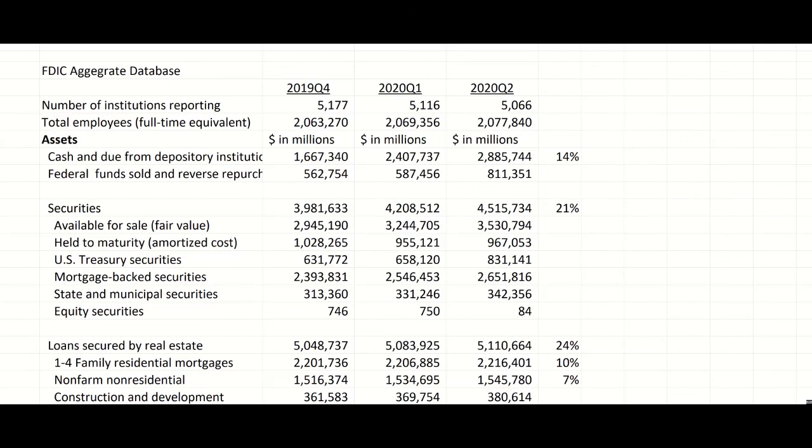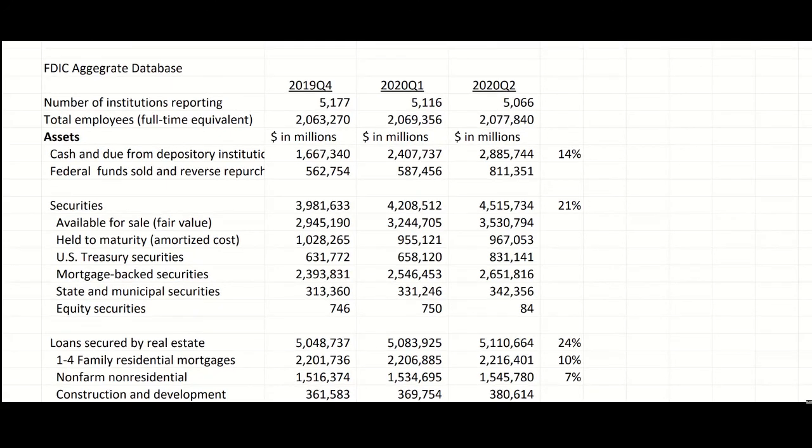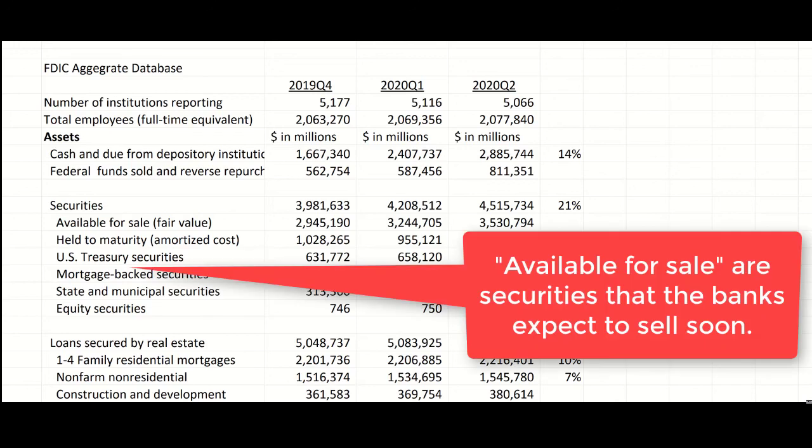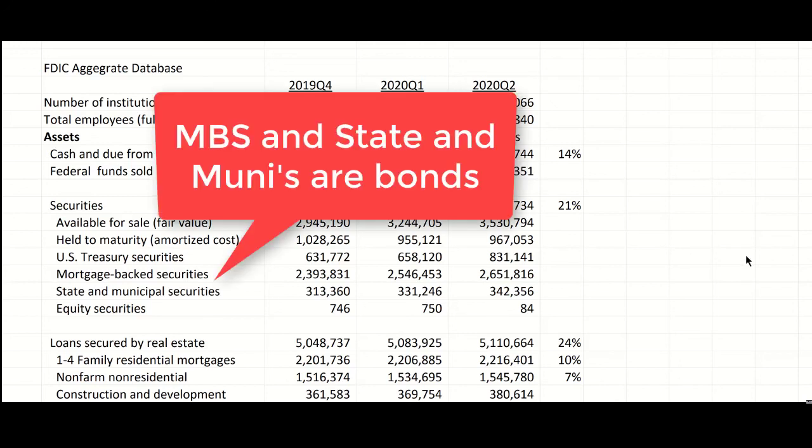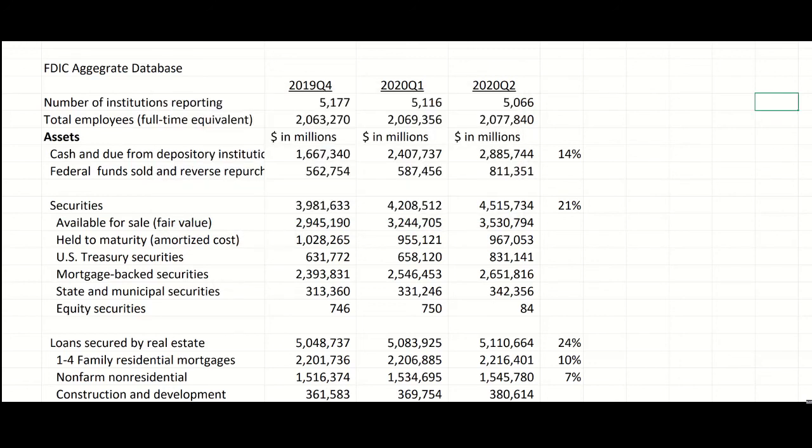Now let's look at securities. Securities overall are about $4.5 trillion, 21% of total assets. And look down, you've got available for sale, so they're accounted for at fair value, and held to maturity, which is usually short-term securities that are accounted for at amortized cost. There's U.S. Treasury securities, as we mentioned. There's mortgage-backed securities that we had referred to in this video. There's municipal and state securities. And then they hold a little bit of equity, almost immaterial. Some common stock somewhere along the line.